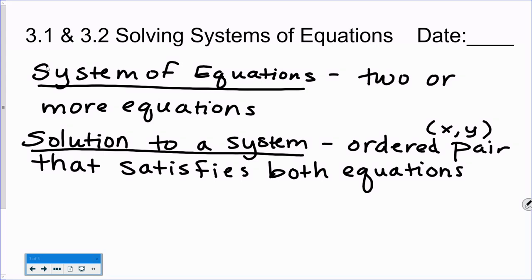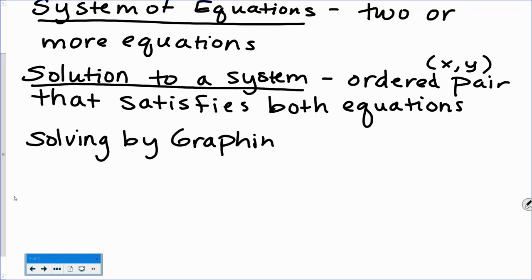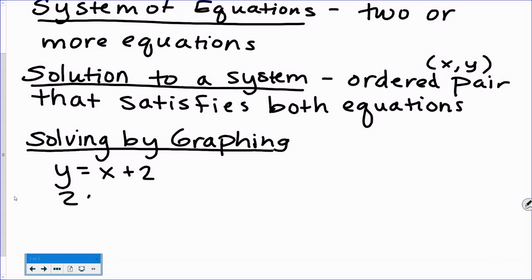So just bear with me on this first one. I think we'll be okay without the graph paper, okay? Because it's just one problem. So we'll talk about solving by graphing. Whenever you have to solve by graphing in your homework, you are always going to be given the grid with graph paper. All right, so I've got y equals x plus 2 as one of my equations. The other is 2x plus y equals 5.